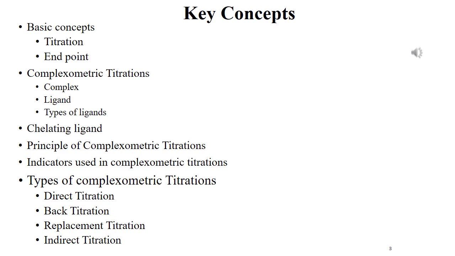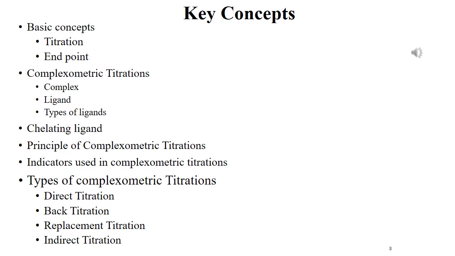Next, we will discuss the principle of complexometric titrations, what the basic principle is and how we can perform complexometric titrations, and then the indicators that are used in complexometric titrations. So we will take different examples, and we'll see which kind of indicators would be used for which metals, and at which pH range these can show different colors.